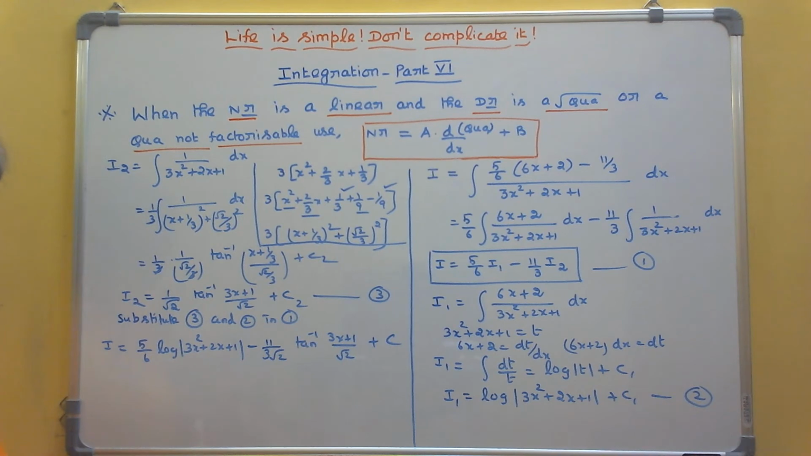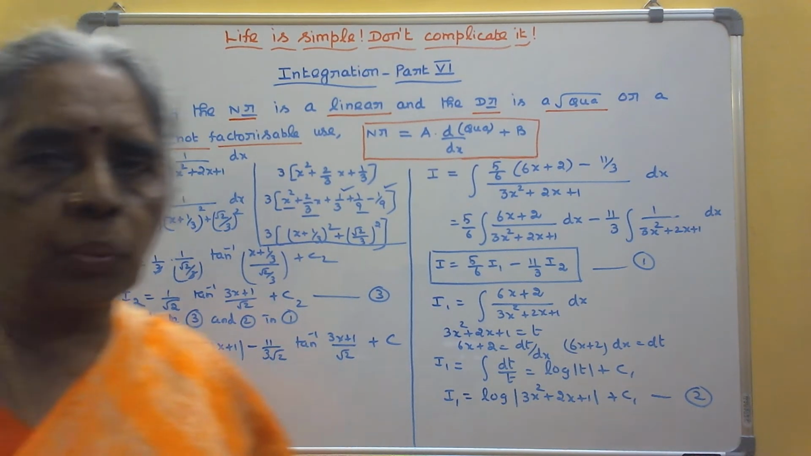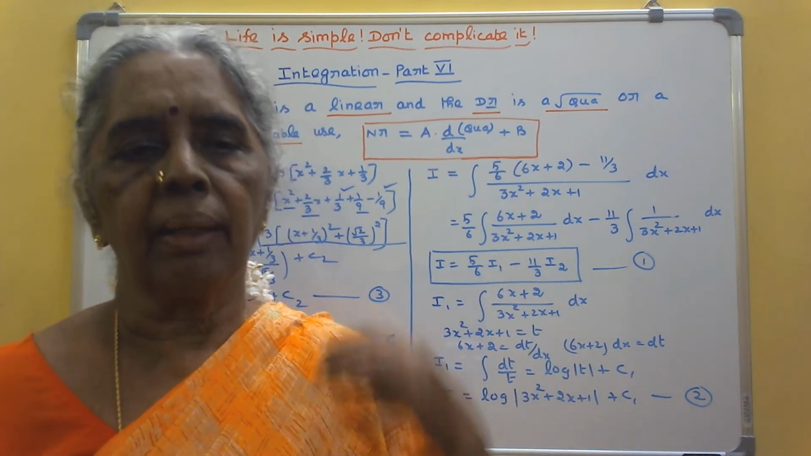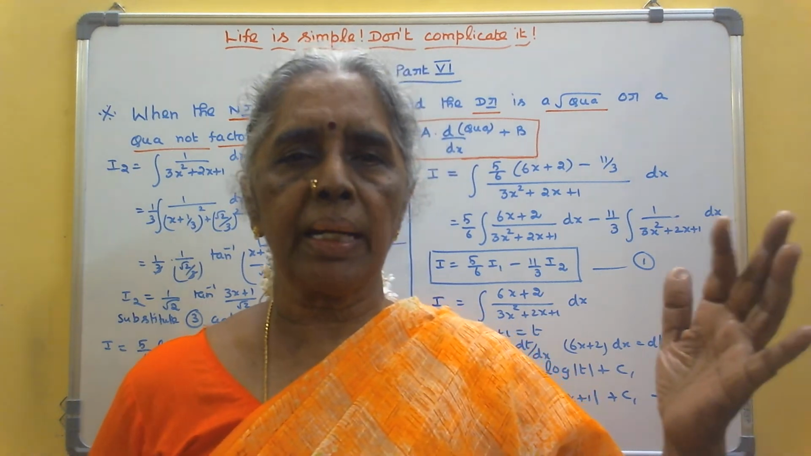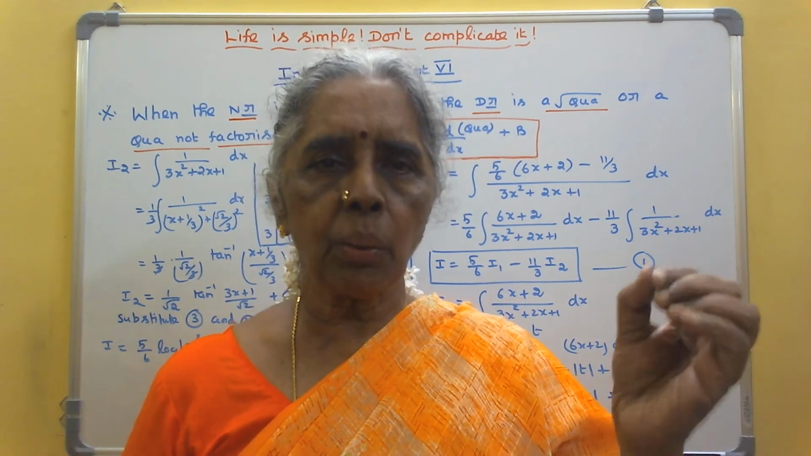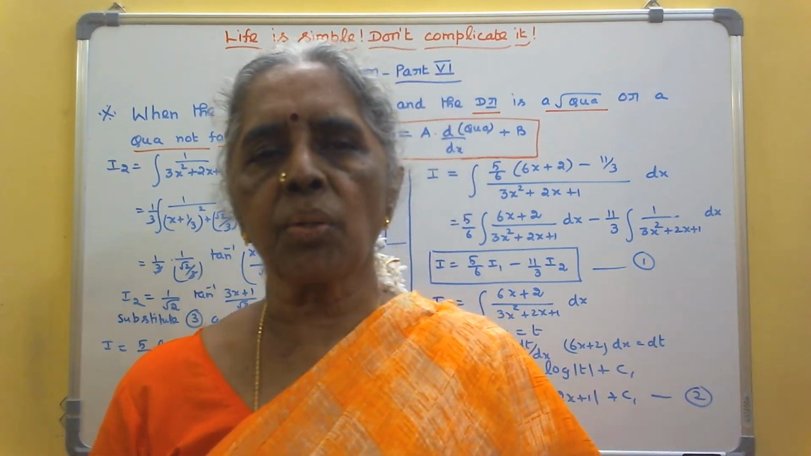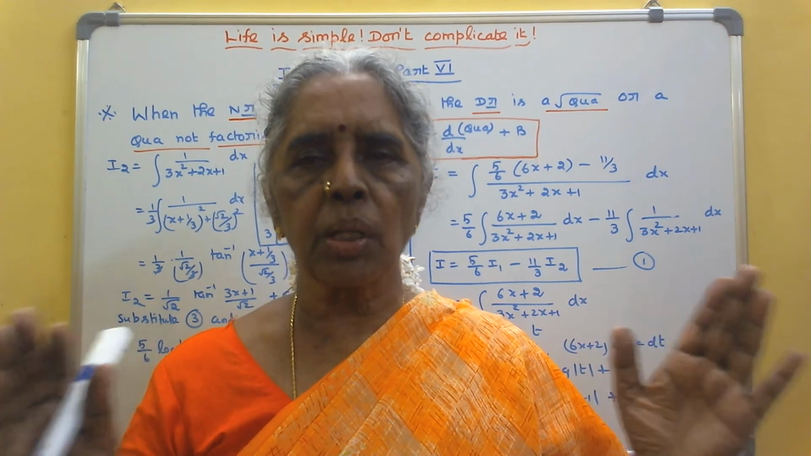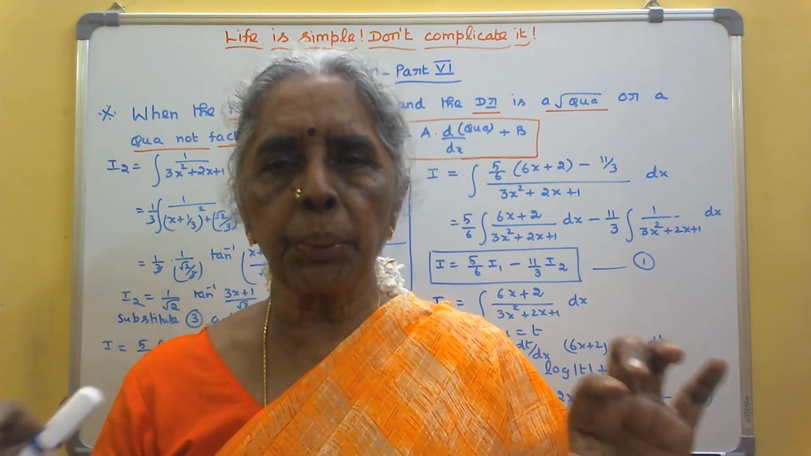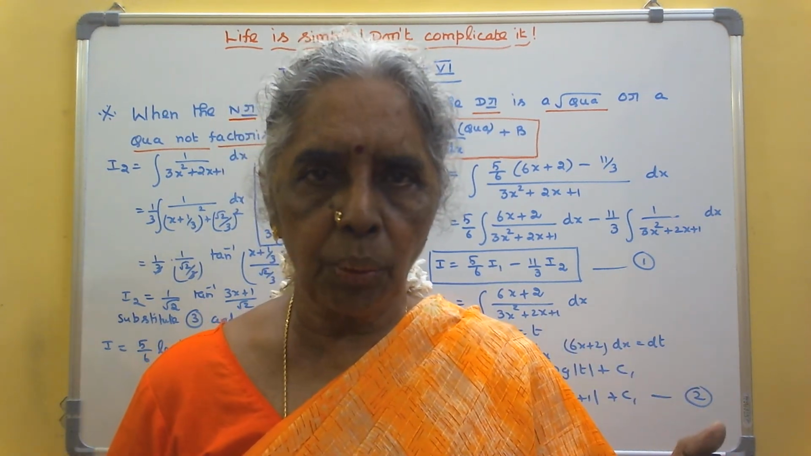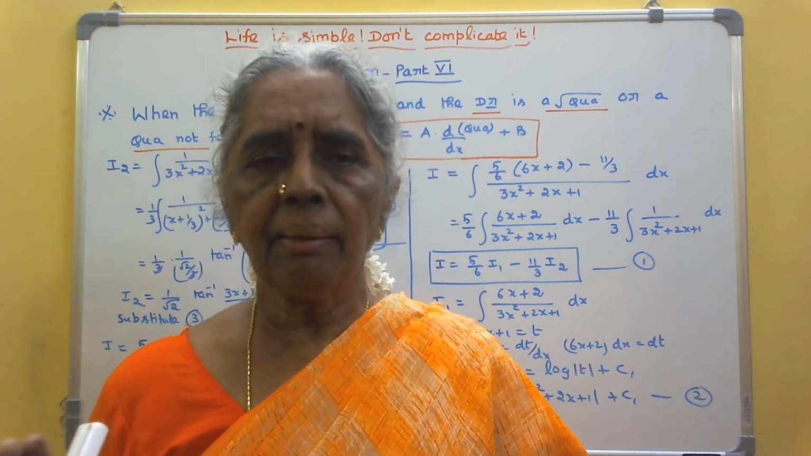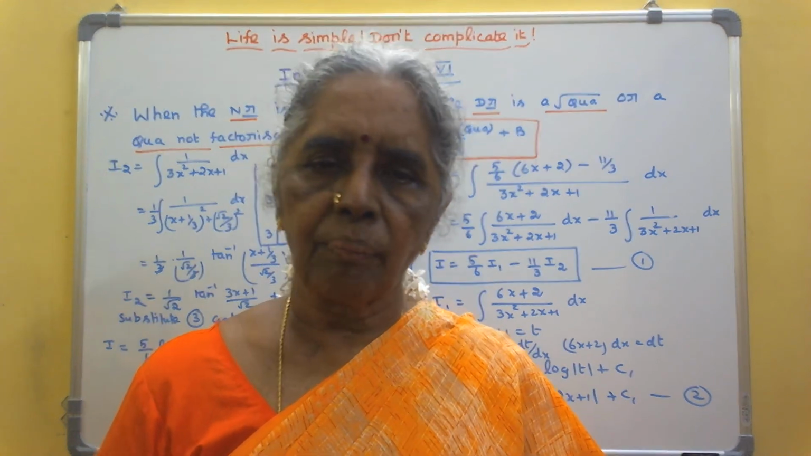So actually it is a bit of lengthy sum, but if you understand the procedure how to do, it is easy only. That is, first what you do, the numerator is a linear, that you are writing it as a into d by dx of the quadratic plus b. By equating the coefficient of x and the constant terms, you are finding the values of a and b. You put it in your I. Then you are splitting it into two integrals. The first integral I told you, it is substitution. The second one is completing the square method. Then you can substitute the results in your I. Is it clear to you?